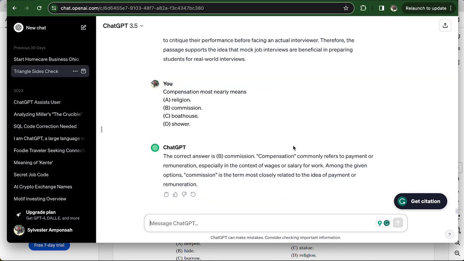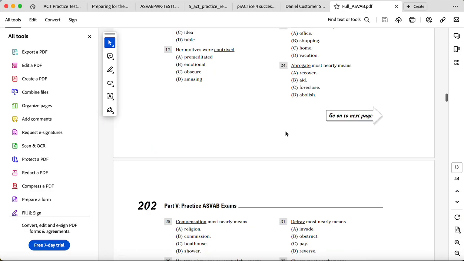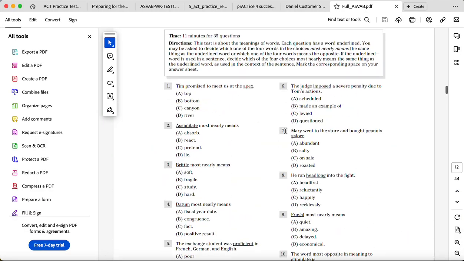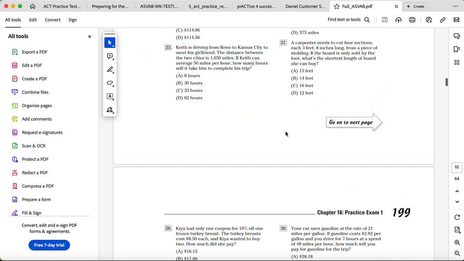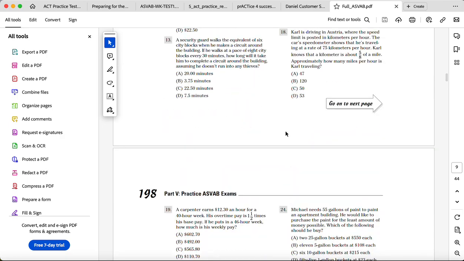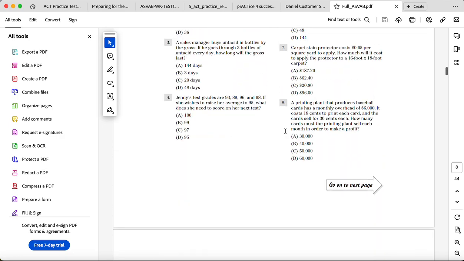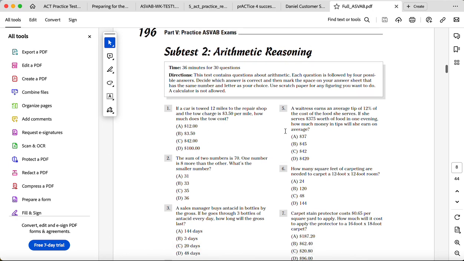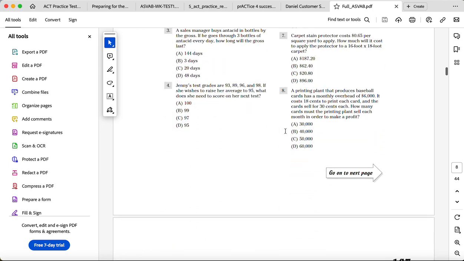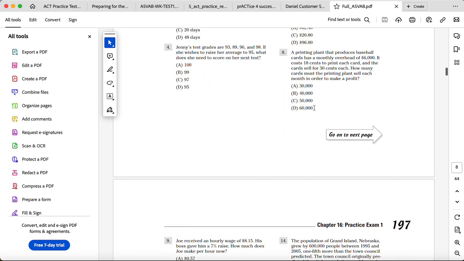And this should be commission. So exactly correct. So again, let's navigate to a different section and see what else we can use ChatGPT to help us out with. This is, I'm assuming, most likely the arithmetic section. So the arithmetic section, let's pick a random problem.